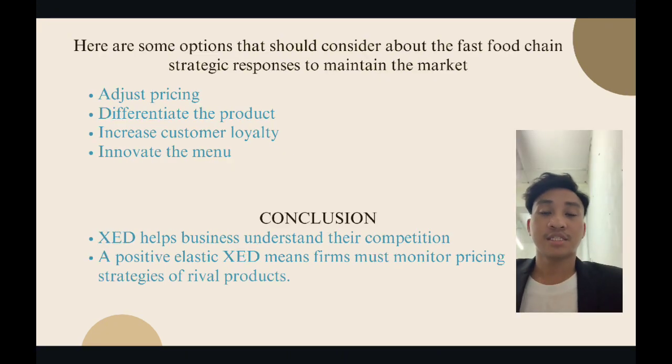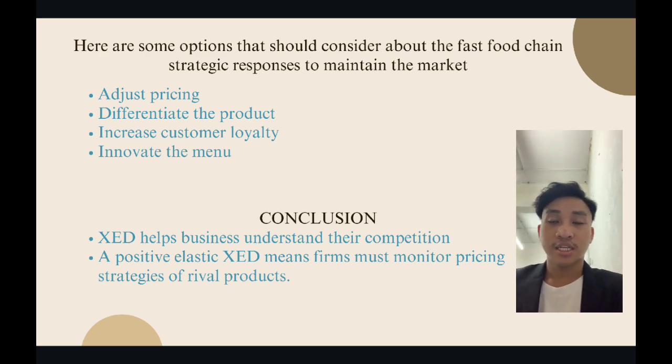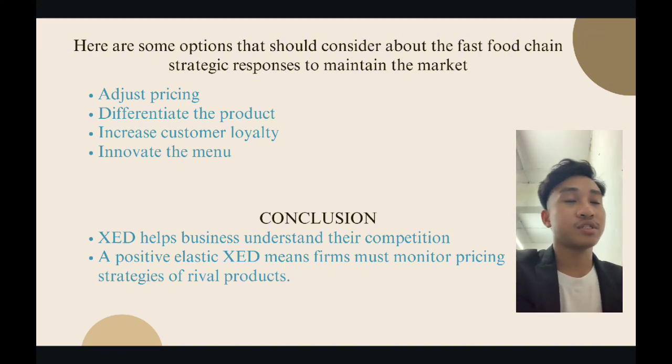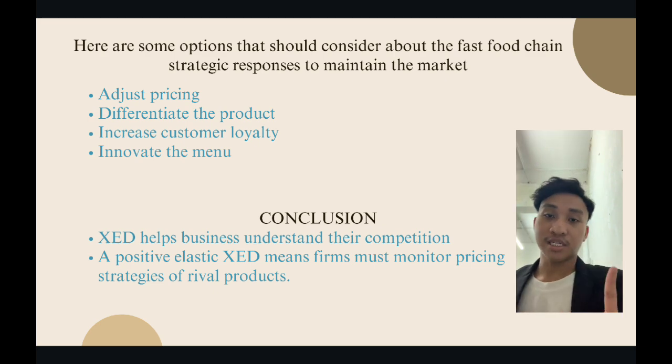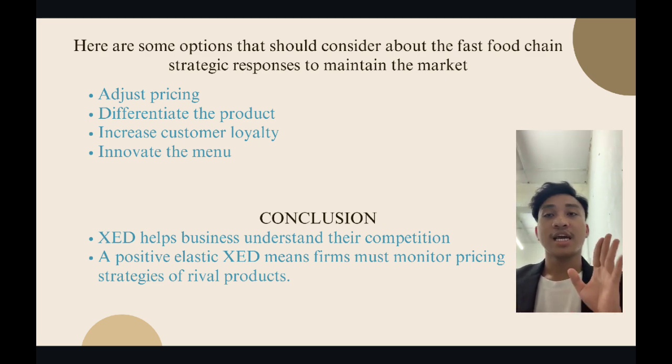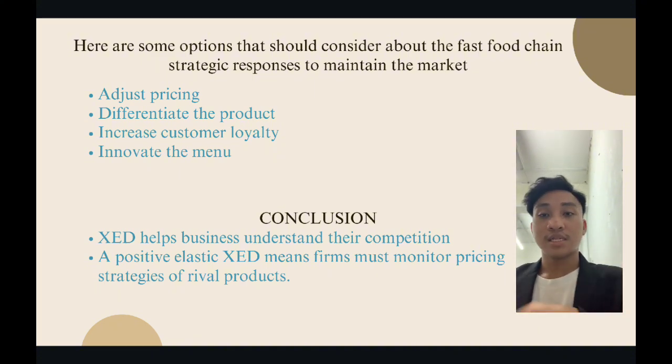Alright, before I end this presentation, here are some options the fast food chain should consider, which is a strategic response to maintain the market. There are a total of 4 options. The first one is adjust pricing. The second one is differentiate the product. And third, increase customer loyalty. And the last one is innovate the menu. Alright, I will explain these options one by one.